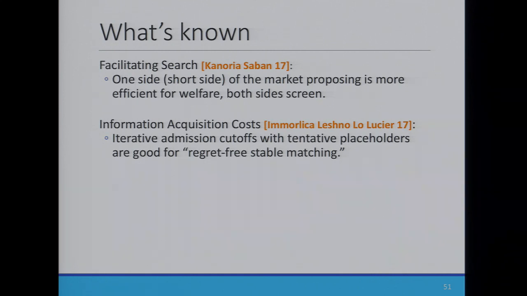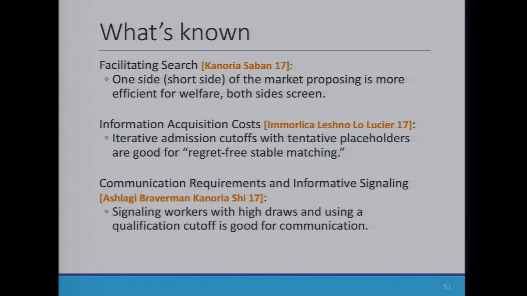And so this mechanism is good for a concept they call regret-free stable matching, which I can talk more about offline, or you can ask Nicole since she'll be around. And also there's this paper, Communication Requirements and Informative Signaling by Schlage et al. That says essentially signaling workers who have a high drawn value and using a qualification cutoff is good for communication. So these are the only 3 papers I know that are really related to this setting from our community.